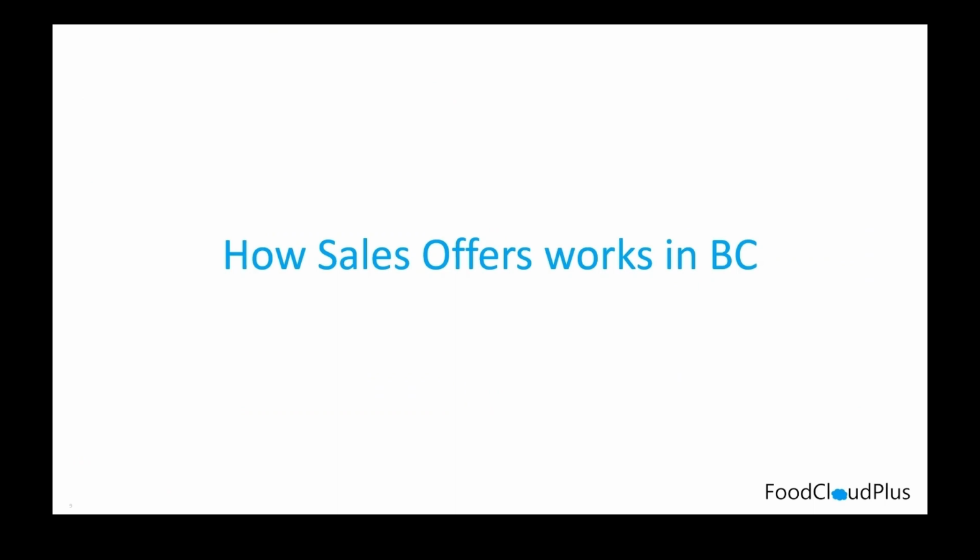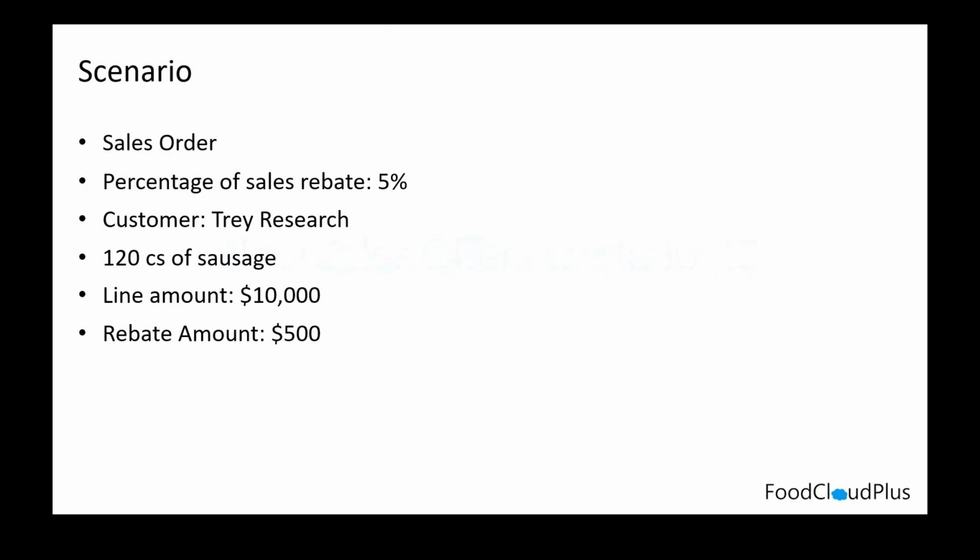Now let's take a look at the functionality of sales rebates through a scenario. So let's assume we have a sales order and we have a rebate program that is calculated based on percentage of sales, and it is for 5%. Let's assume the sales order is for the customer Tray Research and they have ordered 120 cases of the item sausage. Now the line amount for this order is $10,000, and as such the rebate amount should be $500.